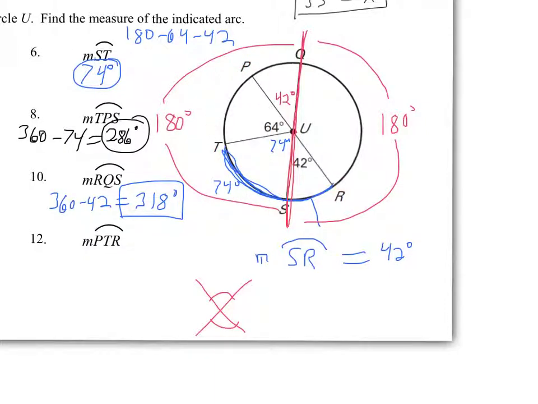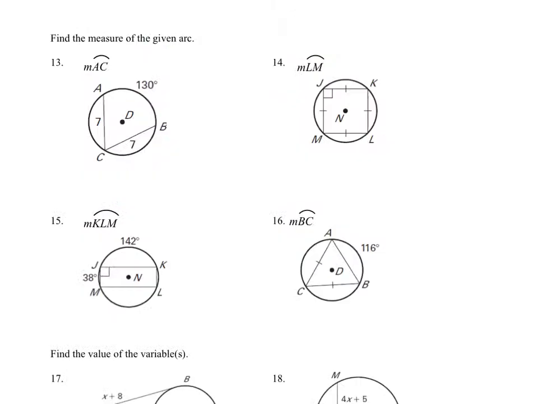Well, to me, this looks like a straight line, right? This would be 180, so I'm just going to say 180 degrees. You could also, if you wanted, add up 64 plus 74 plus 42, and that should also equal 180.